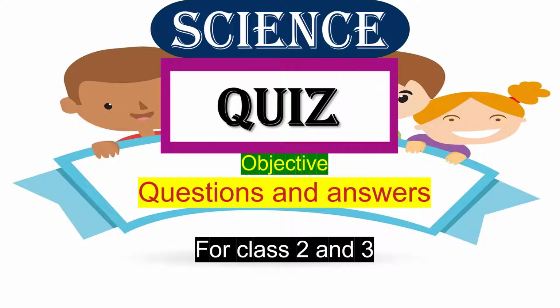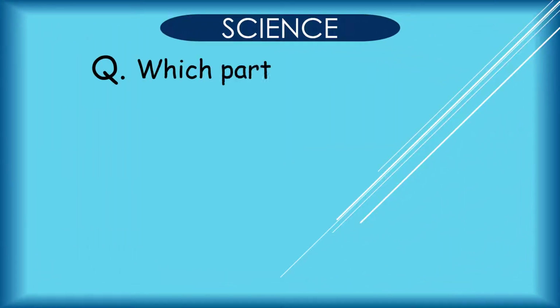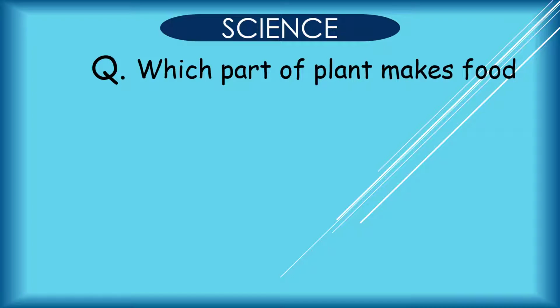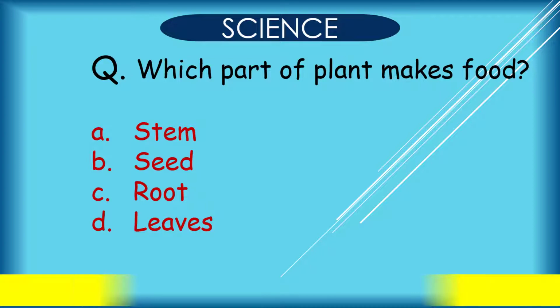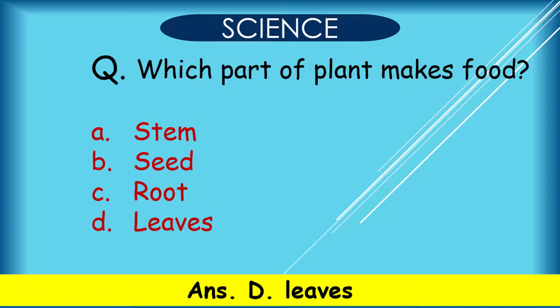Science Quiz, objective questions and answers for class 2 and 3. Question: which part of plant makes food? A stem, B seed, C root, D leaves. Correct answer is D leaves.